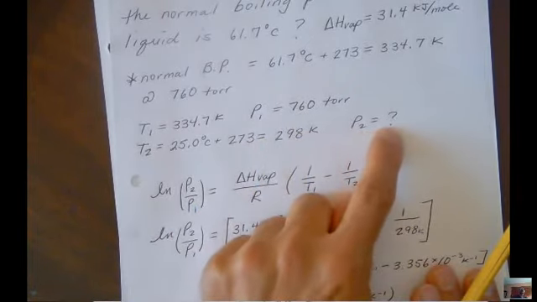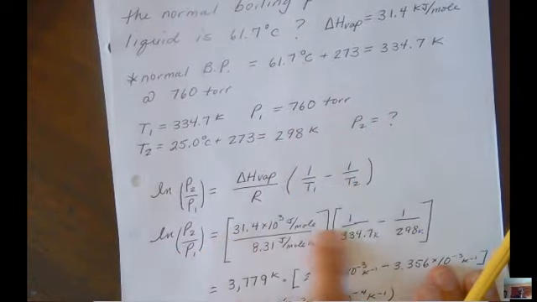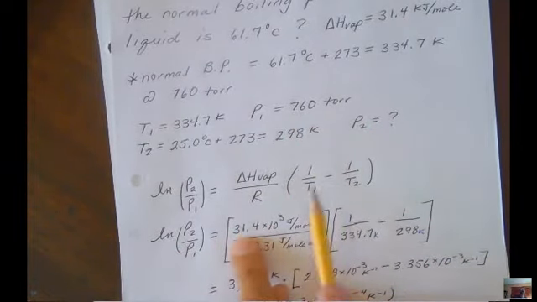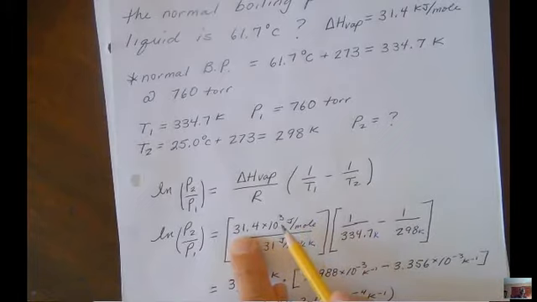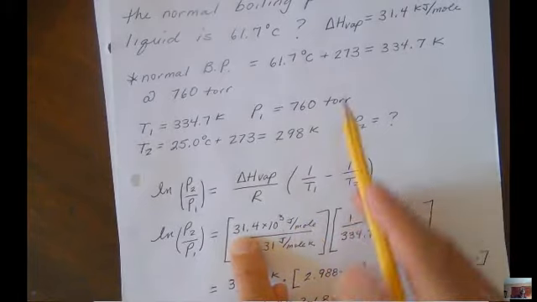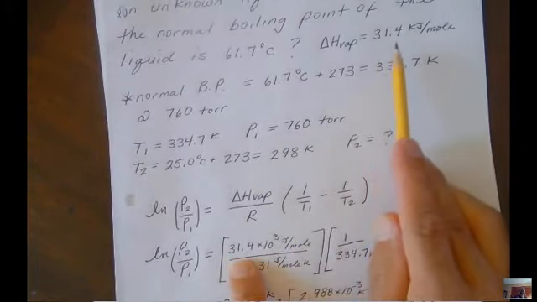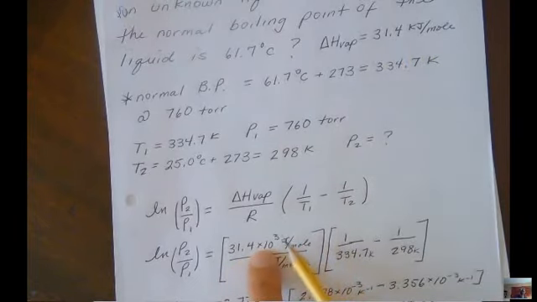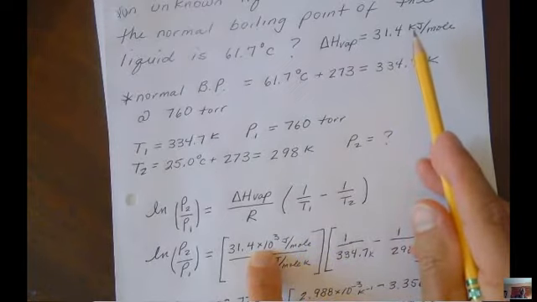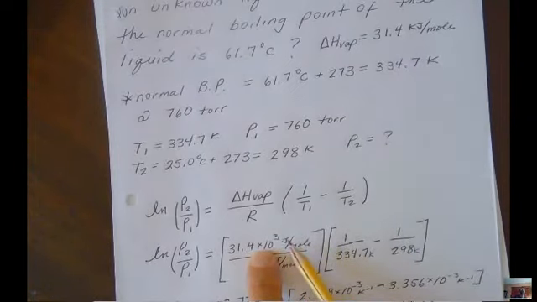Why do I have P2 equals question mark here? Because that's what we're solving for. Okay, plug everything in. Where does this 34.1 times 10 to the third joules per mole come from? That comes from the vapor pressure they gave you. Why did I multiply by 10 to the third? Well, 10 to the third is the same thing as 1,000. That's the conversion between kilojoules and joules. This numerator has to be in joules to cancel the R, which is in joules.